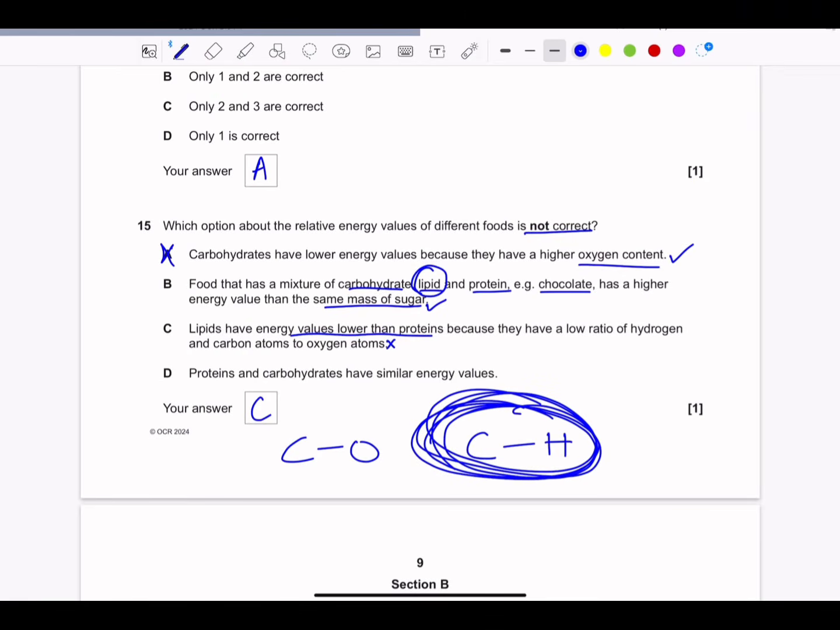The last statement is proteins and carbohydrates having similar energy values. Yes, that would be true because of the oxygen content present.